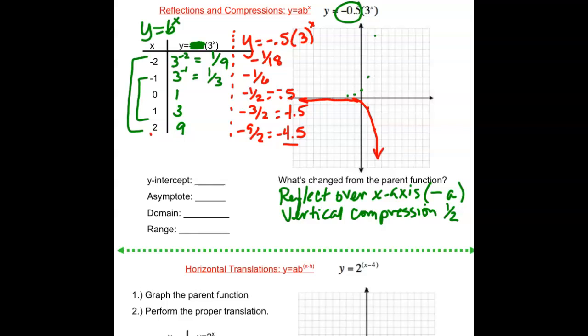Okay, so let's identify some things. We want the y-intercept. Well, we are hitting the y-axis here at, when x is 0, y was negative 1/2. Again, it's always 0, whatever a is. The asymptote didn't change. Okay, it's still that x-axis that has the equation y equals 0. Our domain is always going to be all reals, but our range this time, I want you to look at your graph. Because we flipped this upside down, our y values are all underneath the x-axis. We're not ever going to go above it. So y has to actually be less than 0 this time.